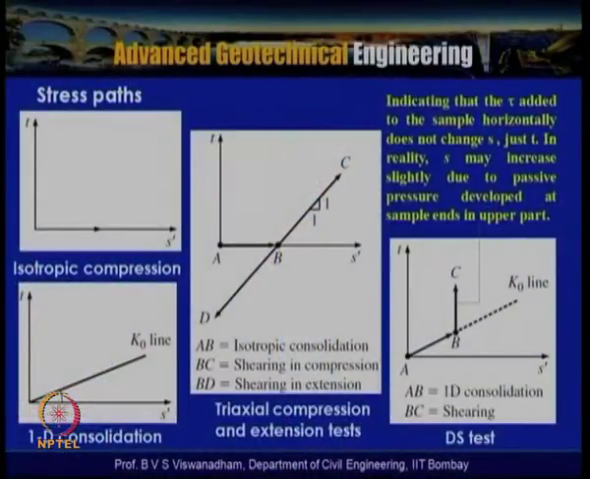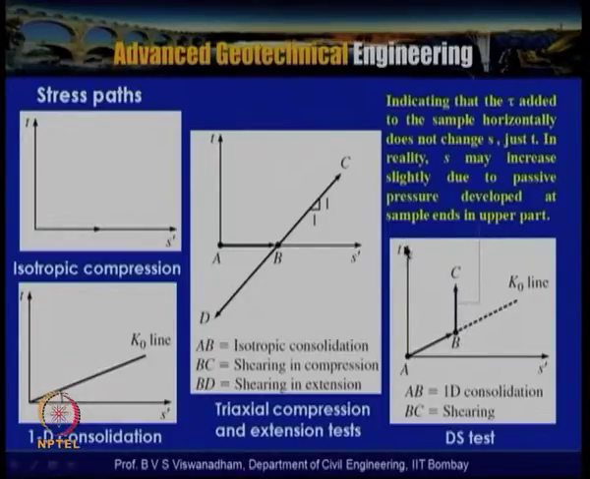So AB is along the K naught line. There is a point B where the shear started. What you can see is that BC is the stress path which is actually taken in the direct shear test during shearing, indicating that the tau added to the sample horizontally does not change, but only T will change.